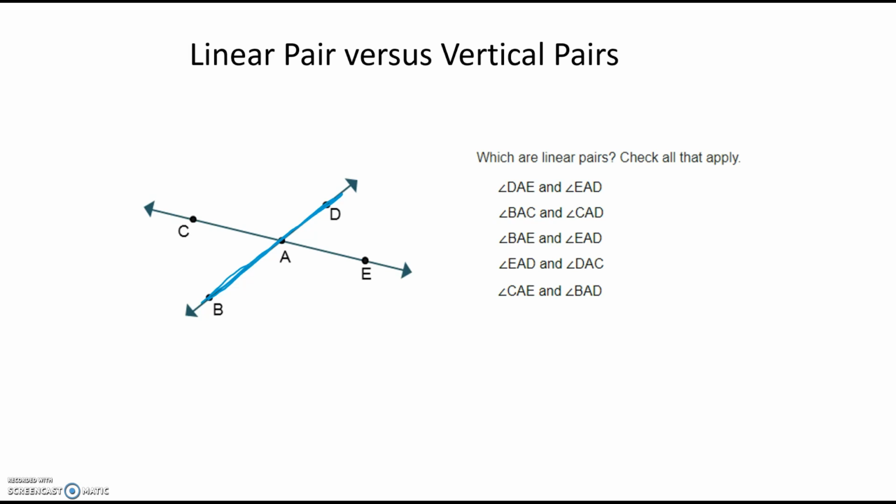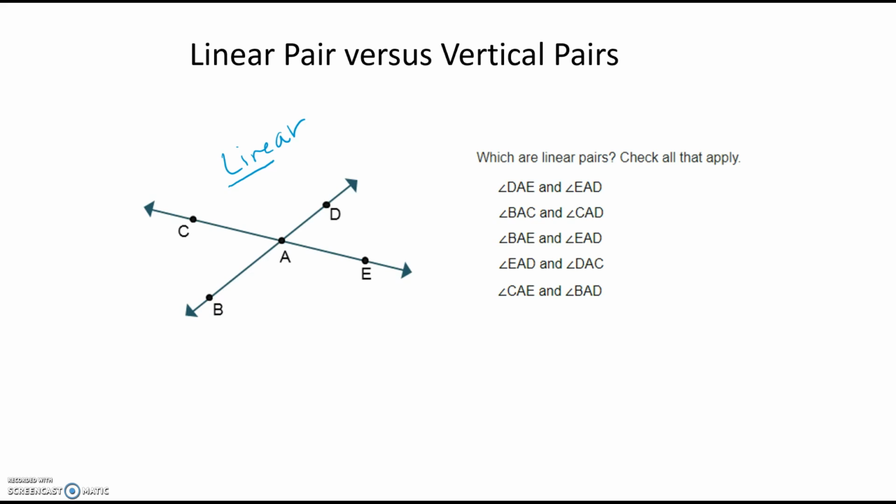We have angle CAB, which is this one right here. And then we have angle CAD, which is this one over here. These two are called a linear pair. In the word linear, we see the word line, and how that helps us remember is that the outside of those two angles forms a straight line.